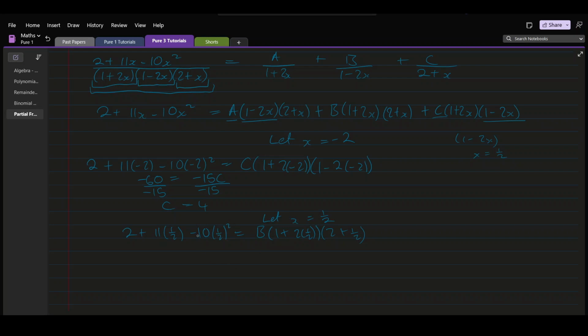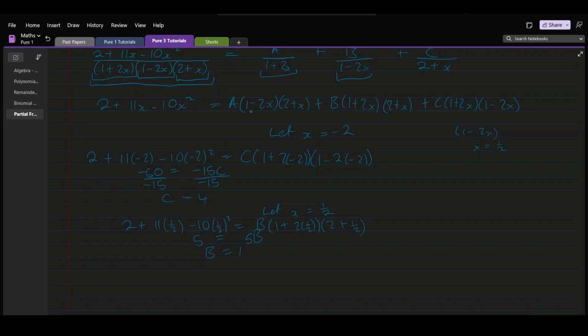And let's substitute the left hand side into our calculator. 2 plus 11 times half minus 10 times half squared. That gives us 5 on the left hand side. And then if we simplify the coefficient for b, that's 1 plus 2 times half times 2 plus half, and that gives us 5 as well. Divide both sides by 5, b is equal to 1.